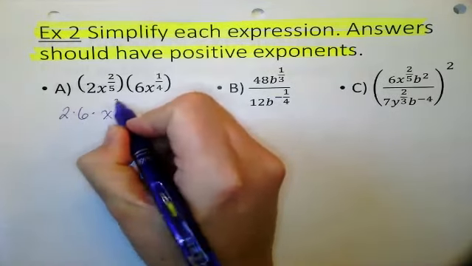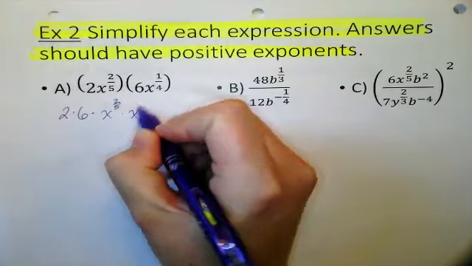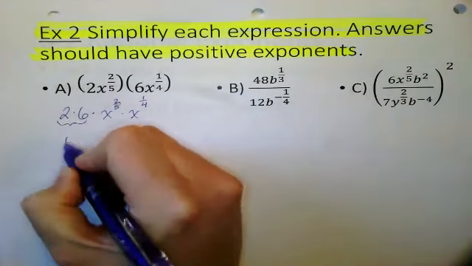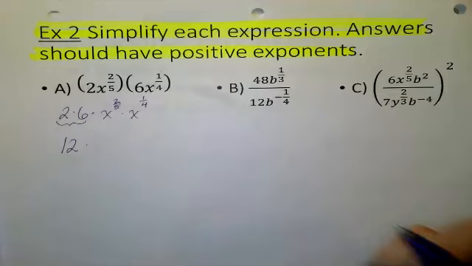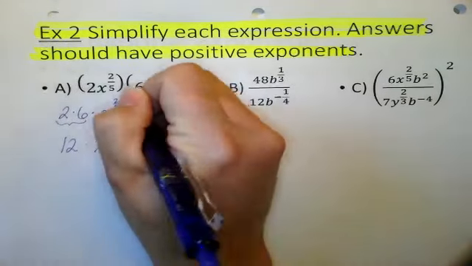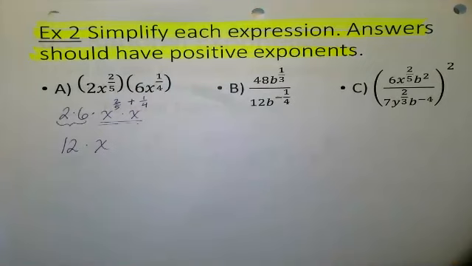We're going to multiply x to the 2/5 together with x to the 1/4. So again, 2 times 6 is just 12, regular numbers, really easy. These have the same base, so we're going to keep the base the same, and then we need to add these exponents. Well, in order to do that, you need a common denominator, but maybe you don't.